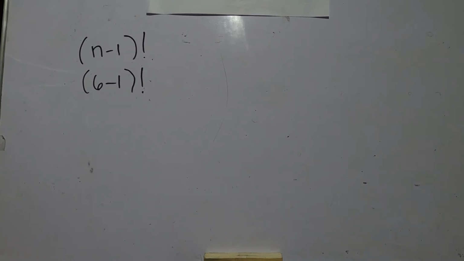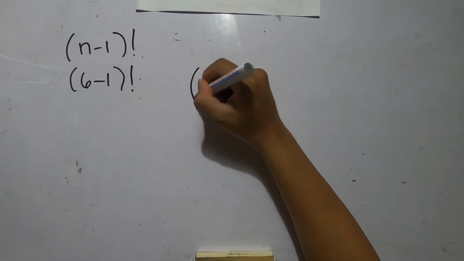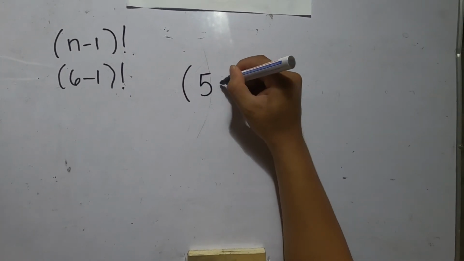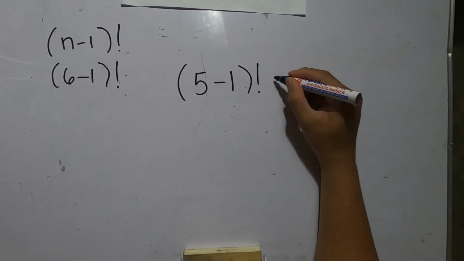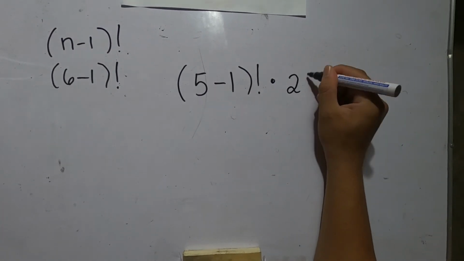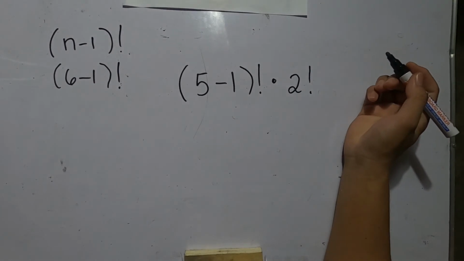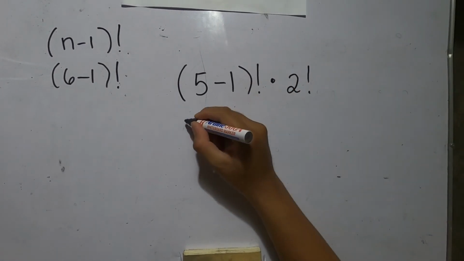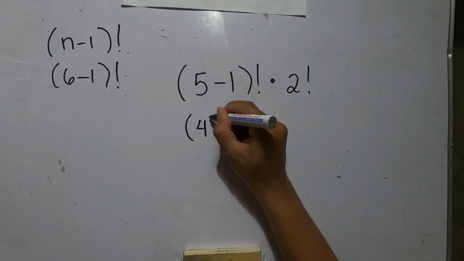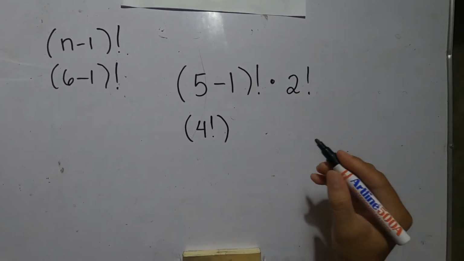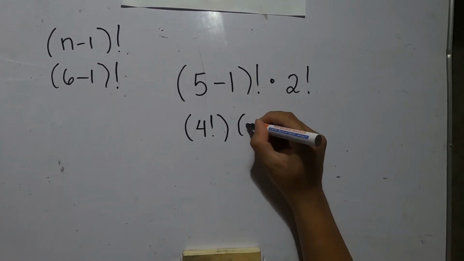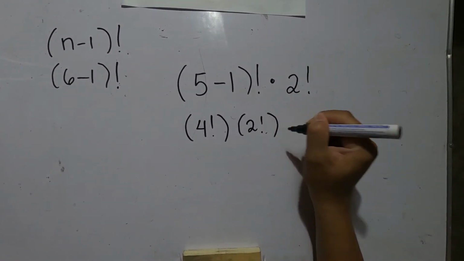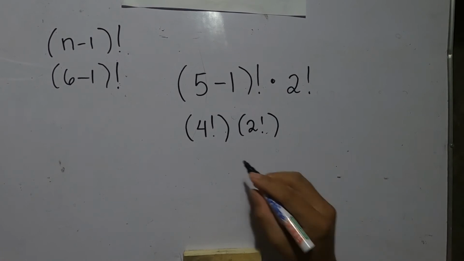So the solution will be the quantity of 5 minus 1 factorial multiplied by 2 factorial. 5 minus 1 factorial is 4 factorial. That is to be multiplied by 2 factorial, which has the value of 2.